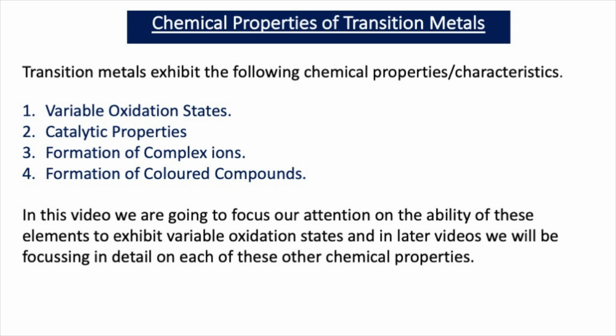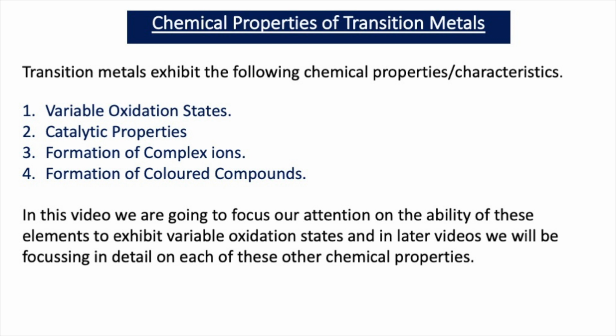Now, in this video and upcoming videos, we're going to look at the chemical properties of transition metals. Transition metals exhibit the following chemical properties or characteristics. First of all, they have variable oxidation states. Secondly, they have catalytic properties, whether that be the elements or the compounds. They form complex ions, and they form coloured compounds. In this video, we're going to focus our attention on the ability of these elements to exhibit variable oxidation states, and in later videos, we'll be focusing in detail on each of these other chemical properties.